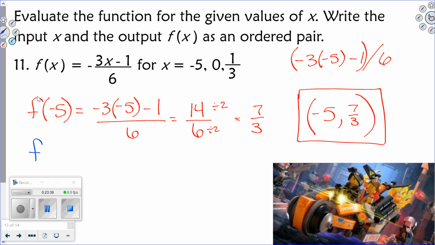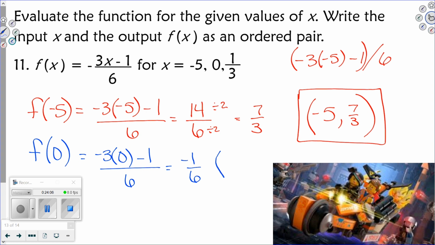All right, so next is f of 0. Take a look. Some of you only did the first one and stopped. It asked you to check it for 3 different numbers, so we got to do this 3 times. If I plug in a 0, that's negative 3 times 0 minus 1 over 6. So negative 3 times 0 minus 1, negative 1 over 6. That doesn't simplify, so I'm done. I put in a 0, and I got out a negative 1/6. That's your ordered pair.